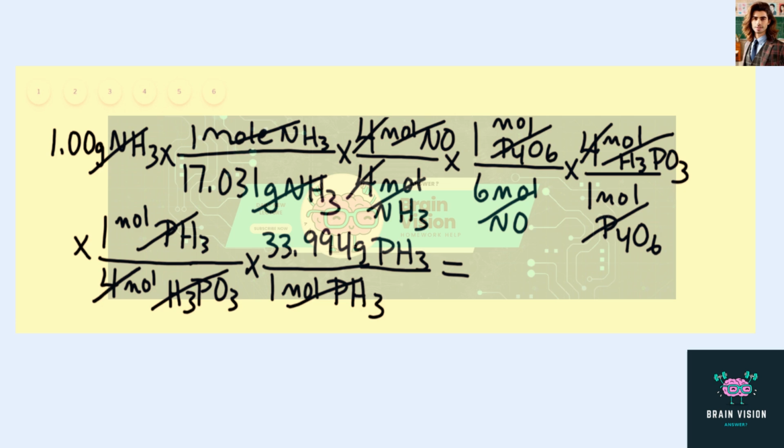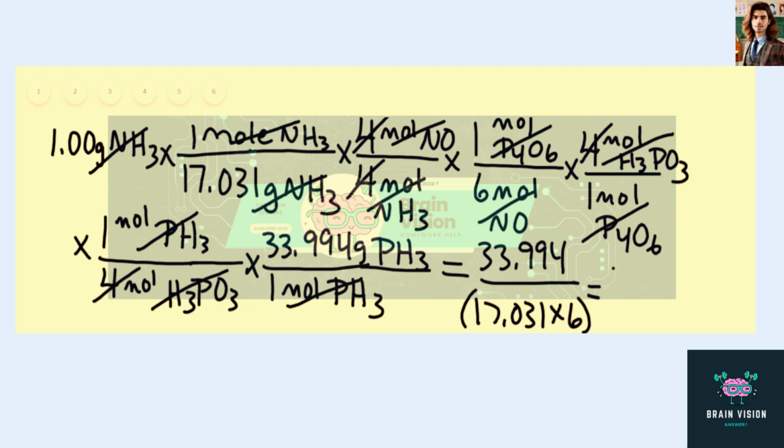So looking at all of our top numbers, the only thing left is the mass of PH3. So on top we have 33.994. On the bottom, we now have 17.031 times 6 for a final answer of 0.333 grams of PH3.